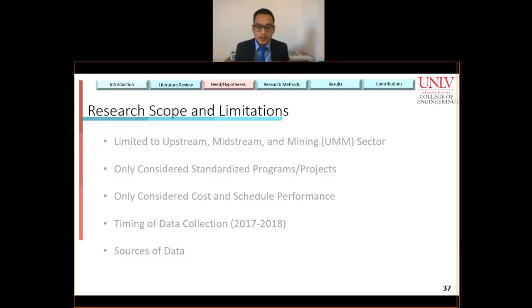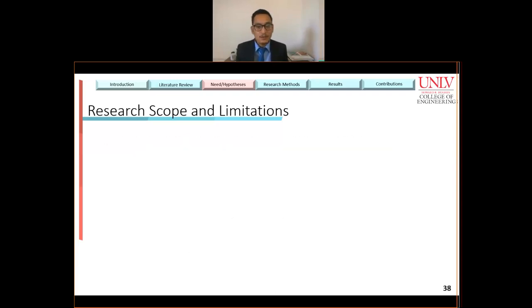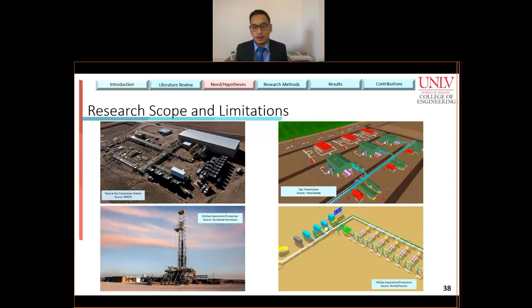As with all research studies, my study also has a defined scope and certain limitations. For example, this study is limited to the upstream, midstream, and mining sector. These are some of the examples of projects involved in the upstream, midstream, mining, or UMM sector. Pipeline compressor stations, gas transmissions, natural gas pipeline, natural gas processing, and natural gas liquids projects.